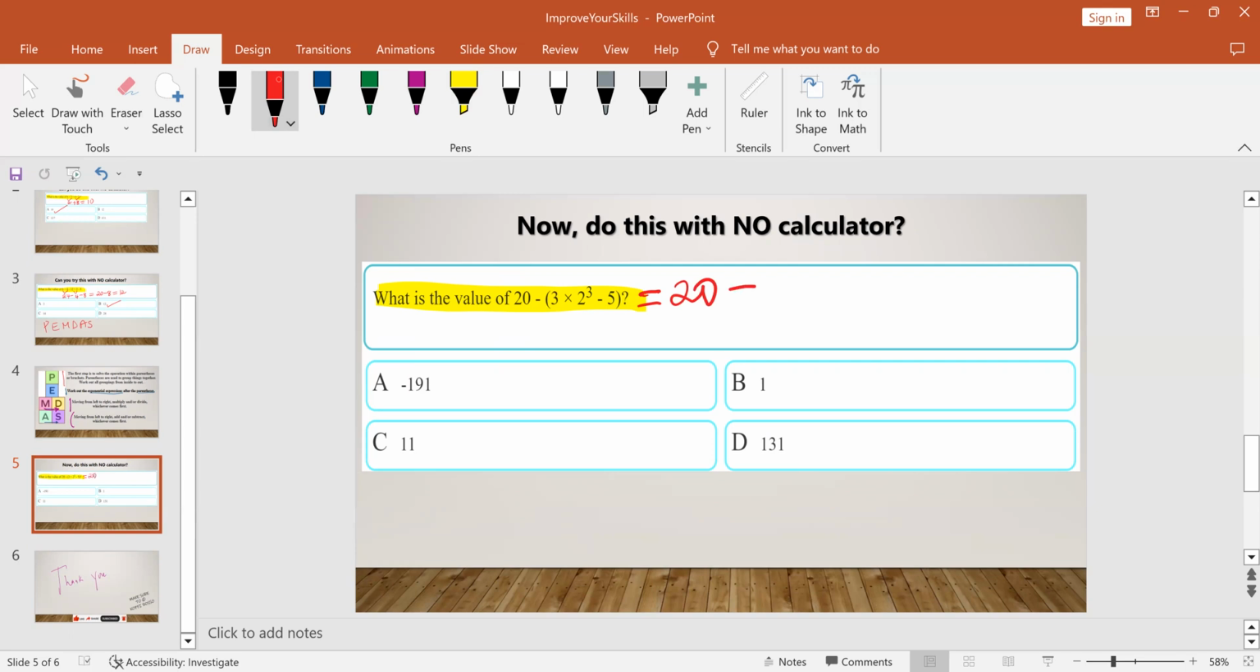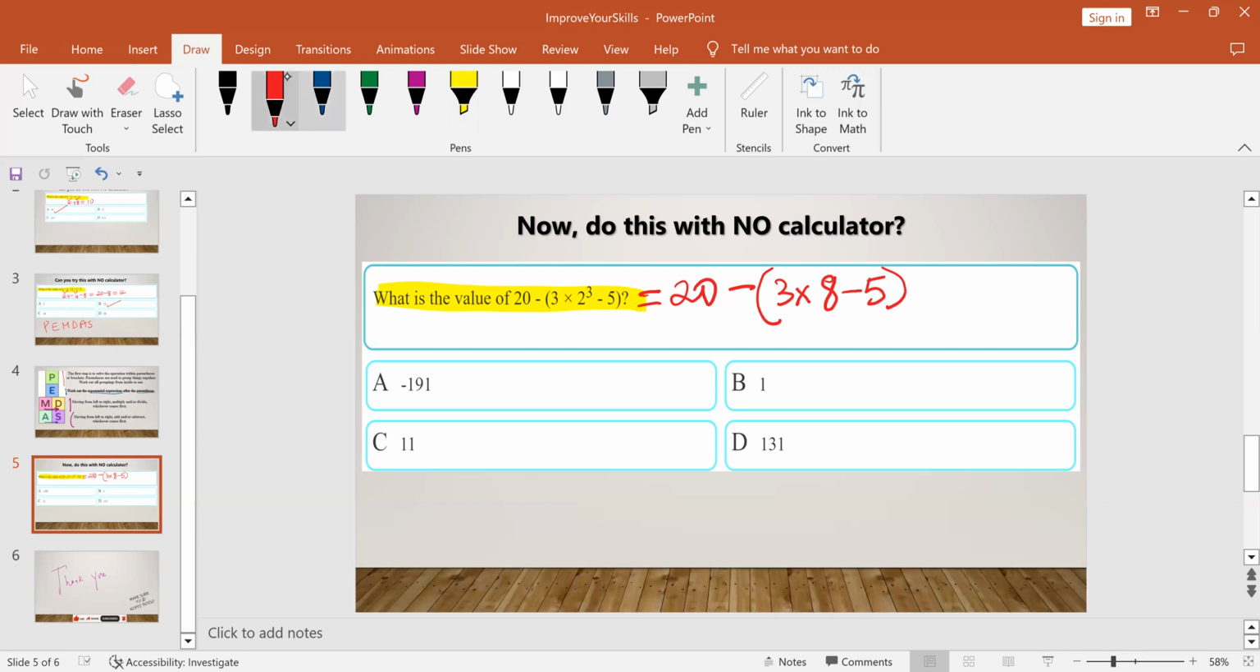So we have 20 minus 3 multiplied by, so we do 2 to the third power. 2 to the third power is 8. 2 to the third power means 2 multiplied by 2 multiplied by another 2. So we multiply 2 by itself and we repeat this 3 times. That's the reason 2 to the third power is not 6 but is 8. Minus 5. And we close the bracket.